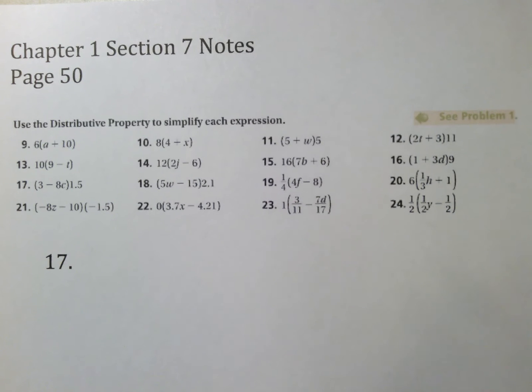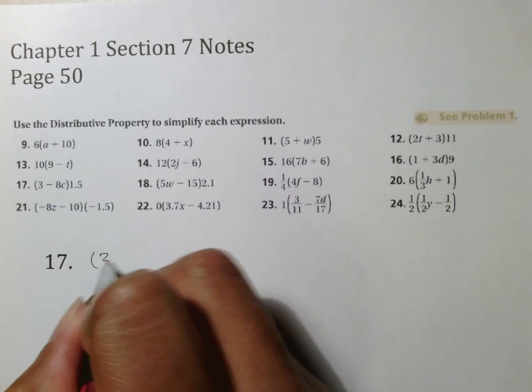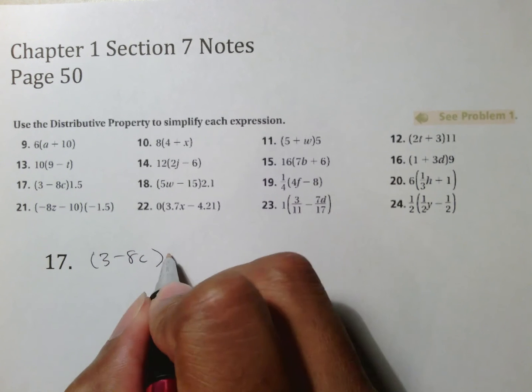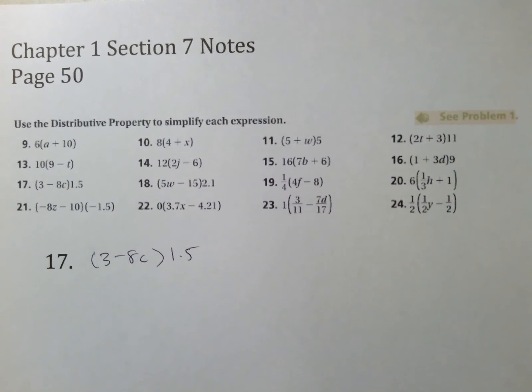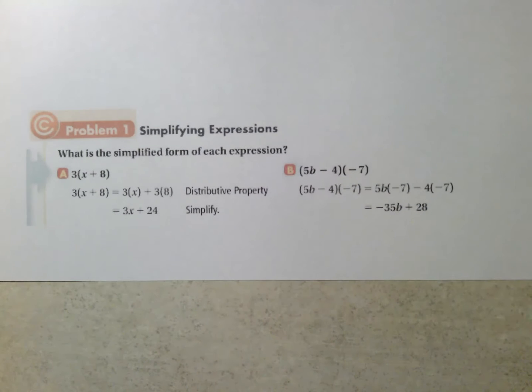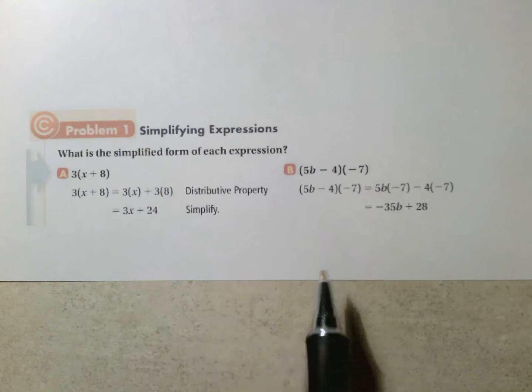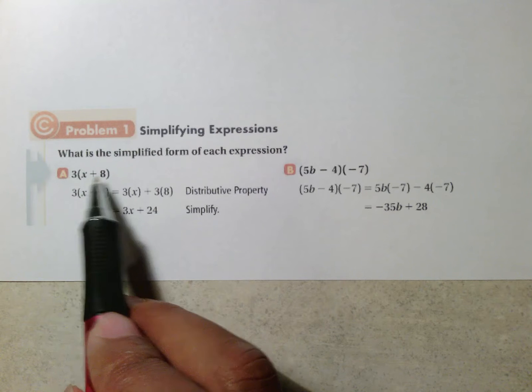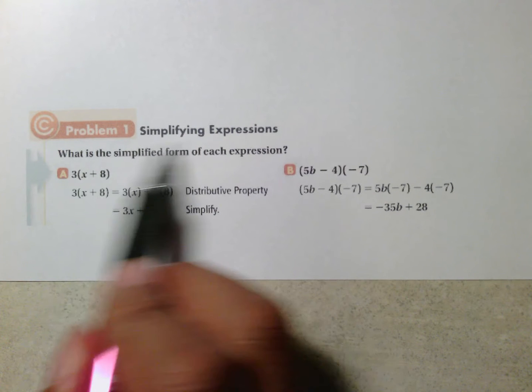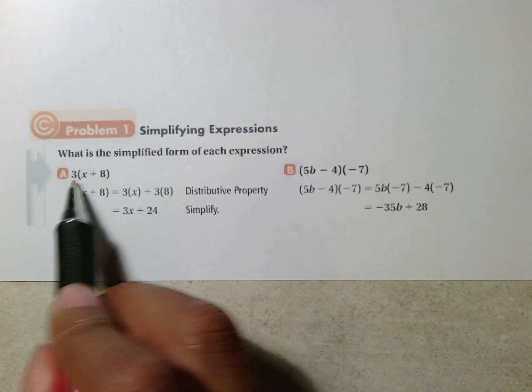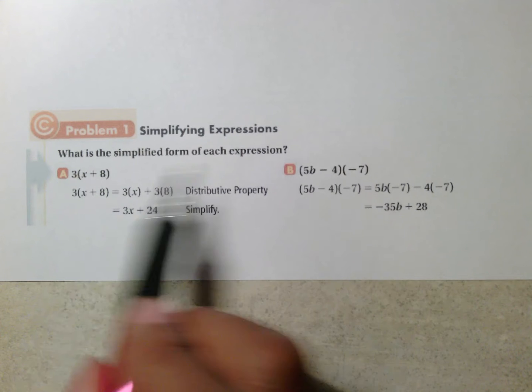So looking at 17, you've got 3 minus 8c parentheses 1.5, and this might be a notation that we are not used to. So let's look at an example. It says problem 1, so let's look at problem 1 and see what this is talking about. In problem 1, it gives us 3 parentheses x plus 8, and again it wants us to look at this, but again this is similar to what we have, the numbers just in a different location.